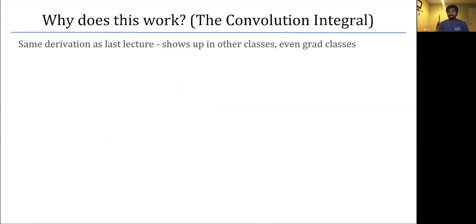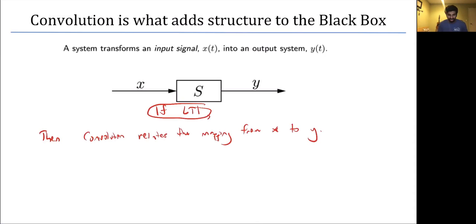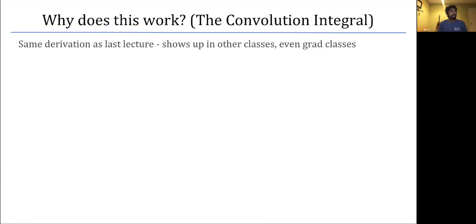Now, in the last lecture, we actually derived why this worked. So we're going to repeat that derivation again with some additional context. And this derivation, you'll see, shows up in other classes at UCLA, even in grad classes, albeit in different forms. So let's look at the last slide. We have some system S that operates on a signal X to give you Y. What we're going to do is rewrite this system in more simple terms as H.